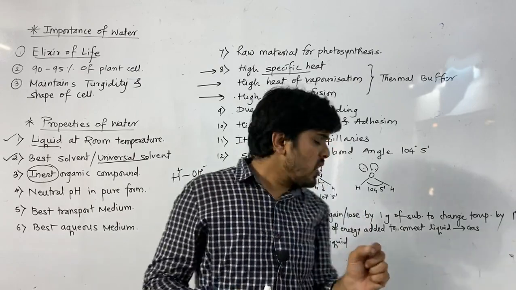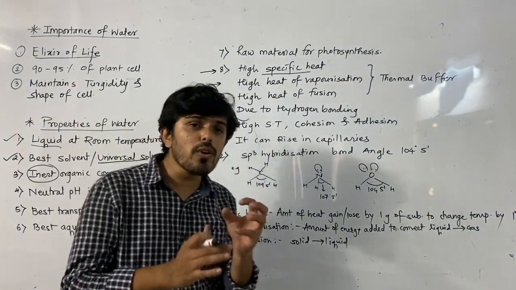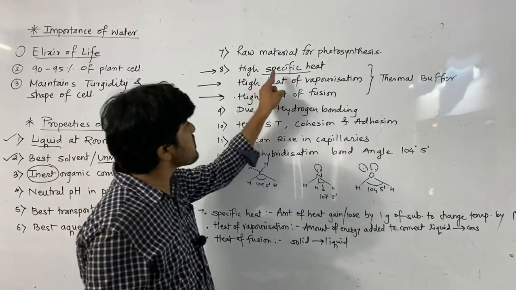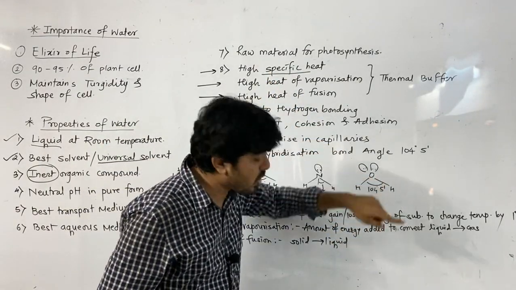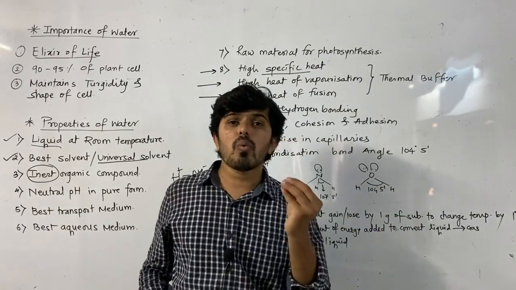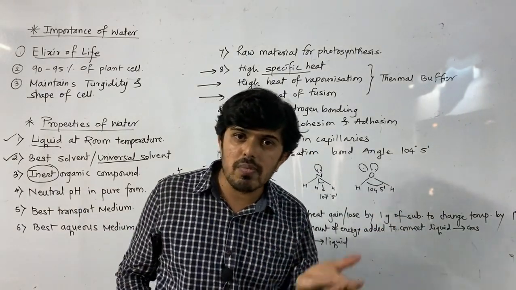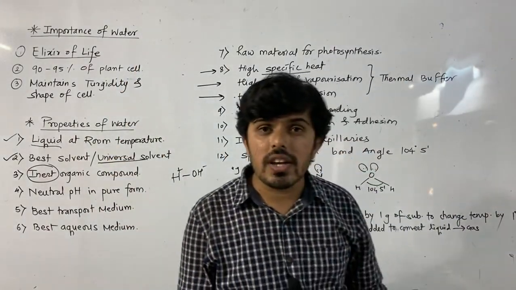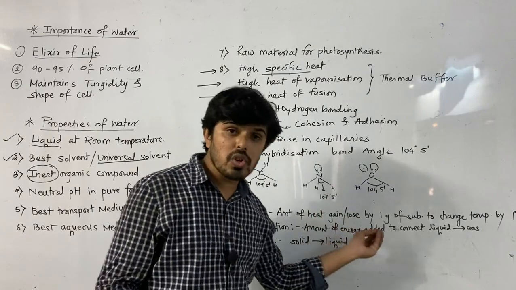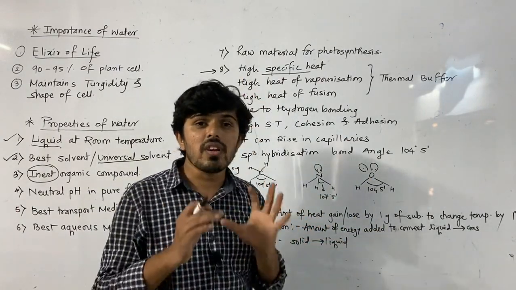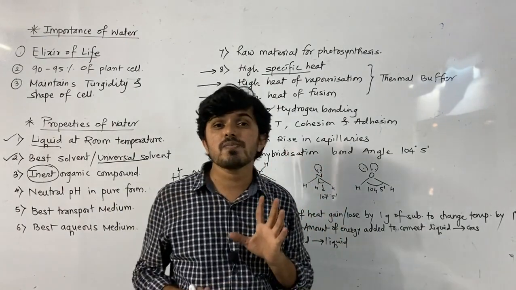So I am giving a definition: the amount of heat that can be gained or lost by 1 gram of substance, because the word specific is used. Hence I am mentioning the quantity of 1 gram of substance to change its temperature by 1 degree Celsius. That temperature may be increasing or decreasing. That change, due to addition or removal of heat, is called specific heat. So water has very high specific heat.